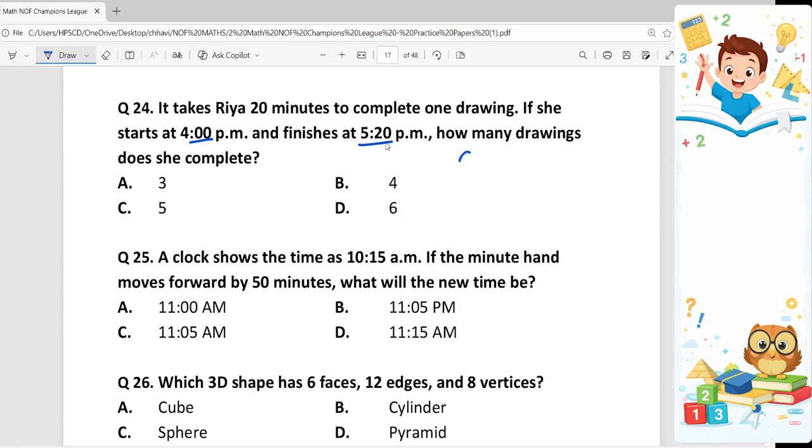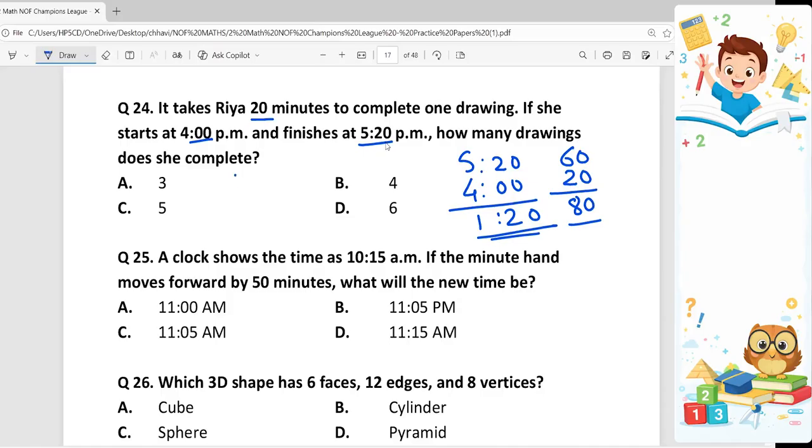So now from 4 to 5:20, how much time is it in total? It is 1 hour and 20 minutes. 1 hour is equal to 60 and 20 minutes extra. So it is 80 minutes. Now in 80 minutes, it took 20 minutes to complete one painting. So if in 80 minutes, how much might you have done?